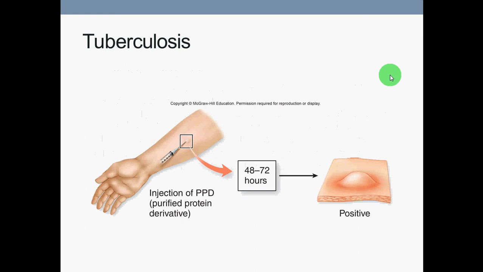Now, this is the Mantoux skin test. Just under the skin, some of that antigen, that PPD, is injected. Then a couple days later, two to three days later, it's checked to see if the area is hardened and raised.